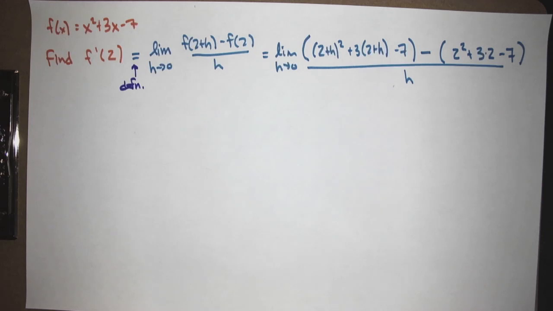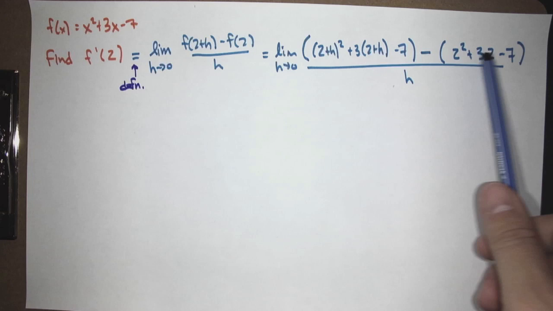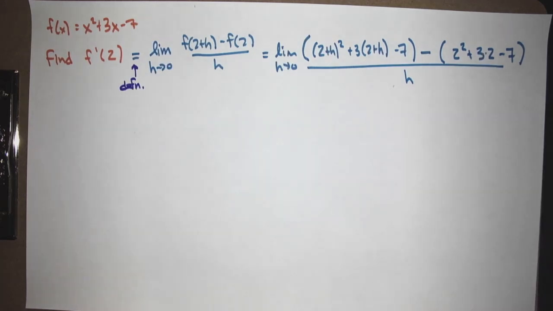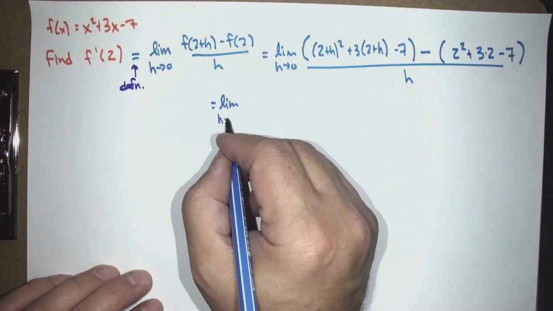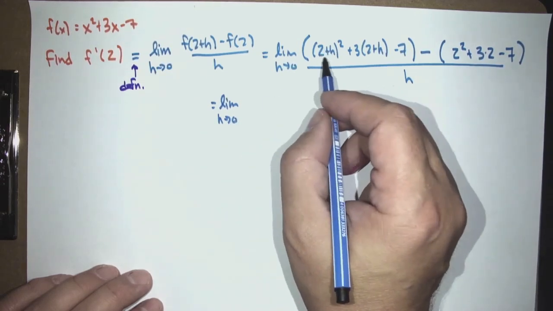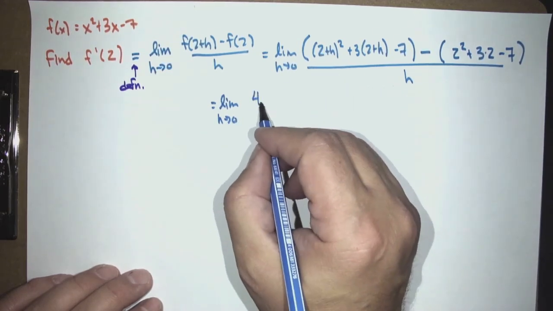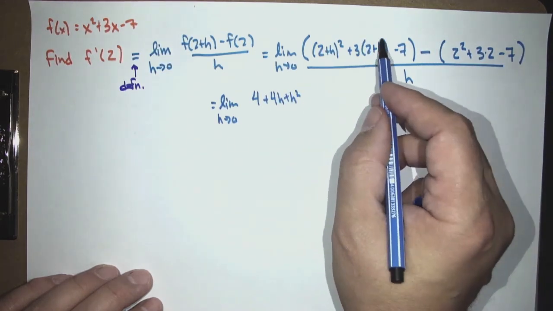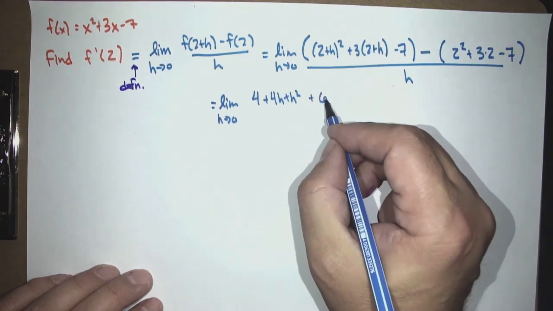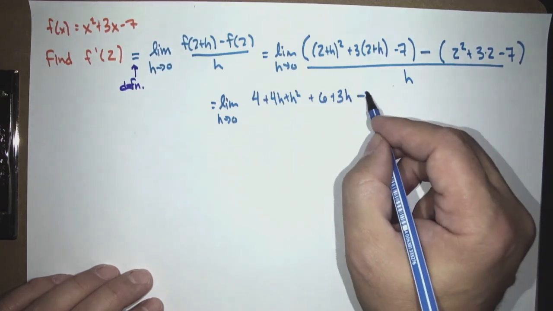So we start thinking about what kind of tools we have. What are some things we can do to this upstairs expression? Simplify by doing what? Well, we can add, but in particular, we can expand, right? So it's algebra. Okay, 2 plus h squared, that's 4 plus 4h plus h squared. Distribute the 3 through. 3 times 2 is 6 plus 3h minus 7.